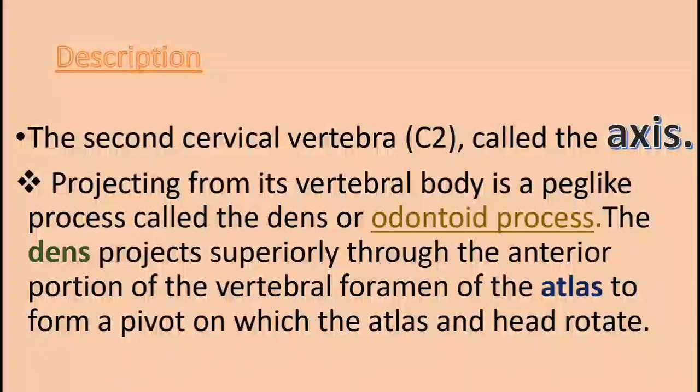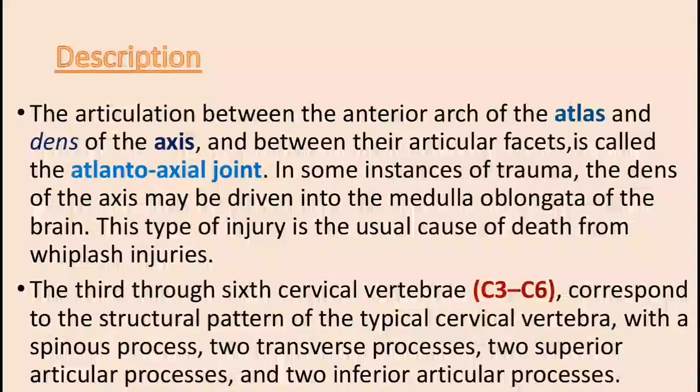The second cervical vertebra, C2, called the axis, has projecting from its vertebral body a spade-like process called the dens or odontoid process. The dens projects superiorly through the anterior portion of the vertebral foramen of the atlas to form a pivot on which the atlas and head rotate. The articulation between the anterior arch of the atlas and the dens of the axis, and between the articular facets, is called the atlantoaxial joint. In some instances of trauma, the dens of the axis may be driven into the medulla oblongata of the brain, and this type of injury is usually the cause of death from whiplash injuries.